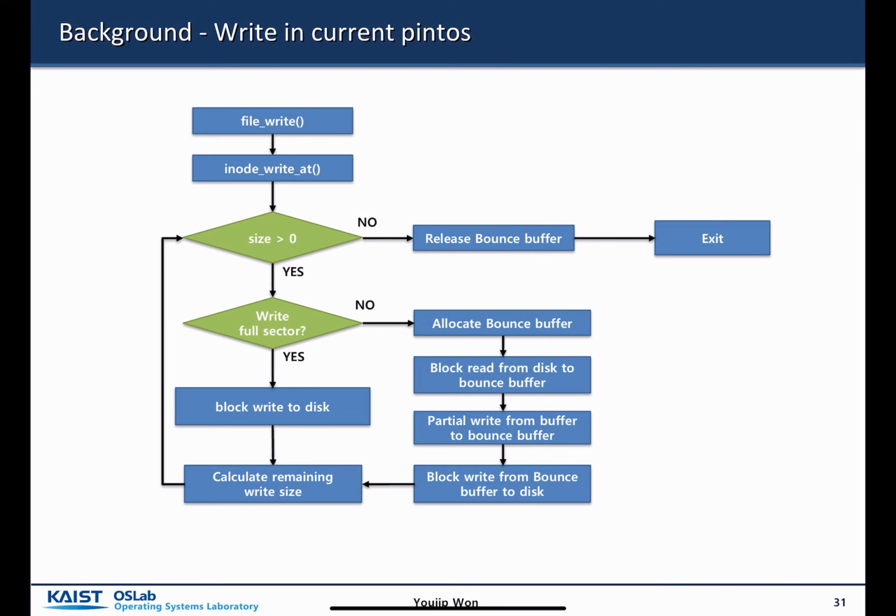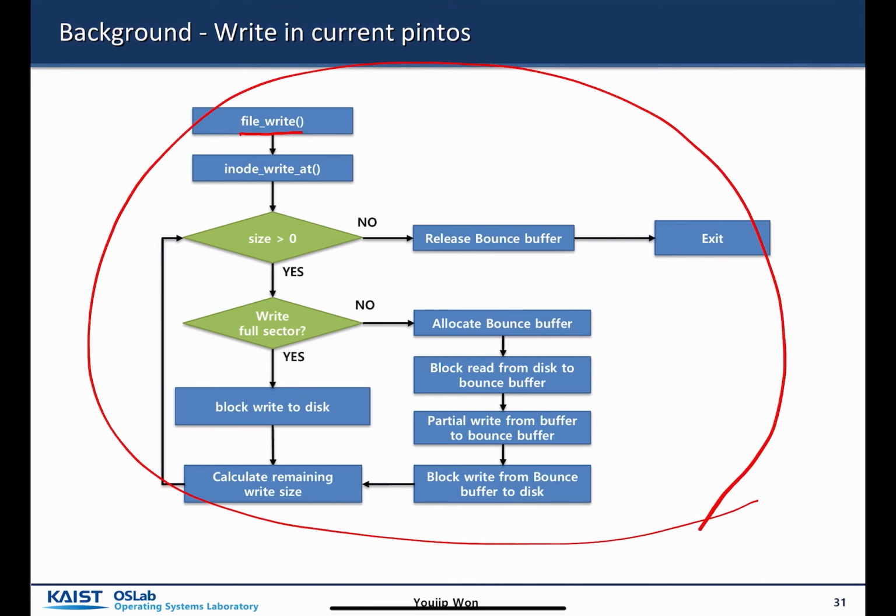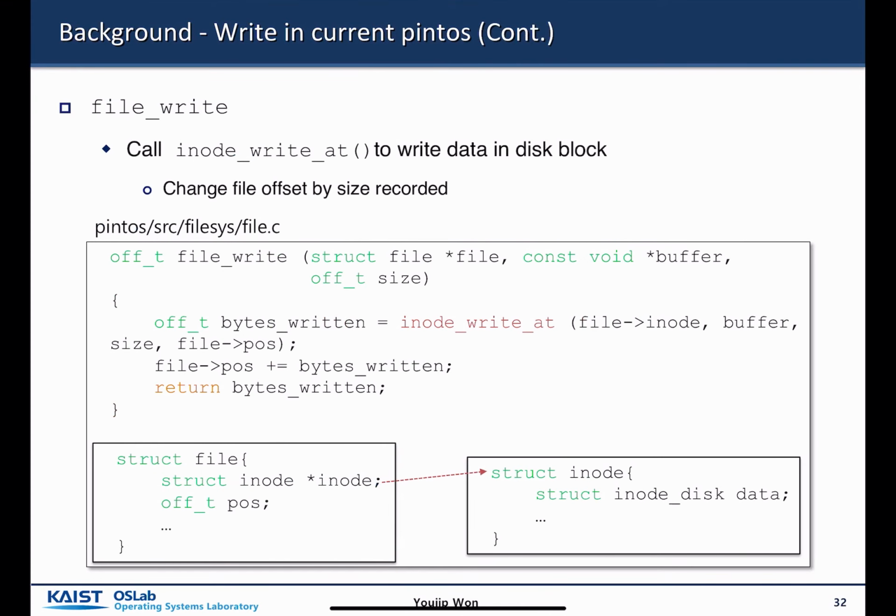Okay. The second one is write in Pintos. So let me go back. If it performs write, yeah, these are the data blocks we have covered in the previous slide. So let me skip this slide. And then file_write, we get 3 parameters. The first parameter is the file data structure, and then buffer and the size.